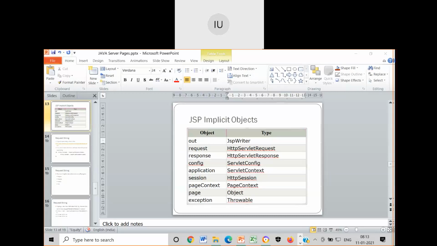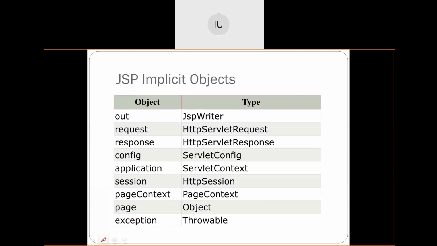Other than that, you have many implicit objects that are readily available for you. They need not be instantiated or created again, unlike in servlets, where we need to create this out object every now and then. That is not available in the JSP. These are the different implicit objects that are readily available, which I can use as soon as I want. So out is an implicit object which is available.